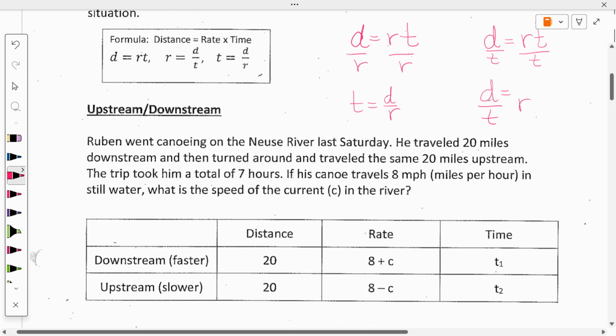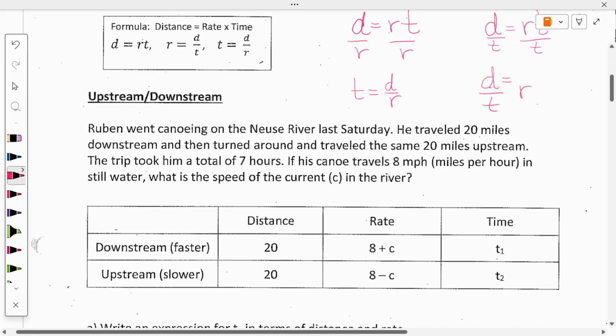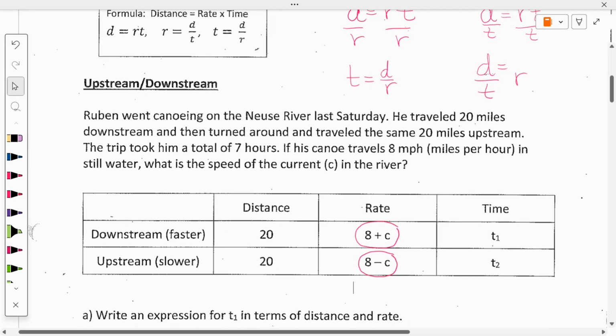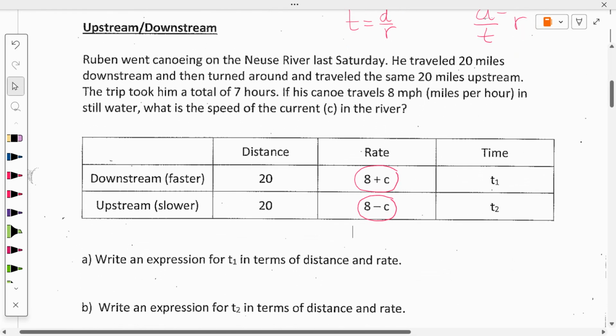If his canoe travels 8 miles per hour in still water, what is the speed of the current? So when you travel downstream, you are moving with the speed of the current, right? So the rate is 8 plus the speed of the water. When you travel upstream, you're traveling at your rate minus the speed of the water because it's going against you, okay? We know that the distance is 20. We have to write an expression in terms of time.